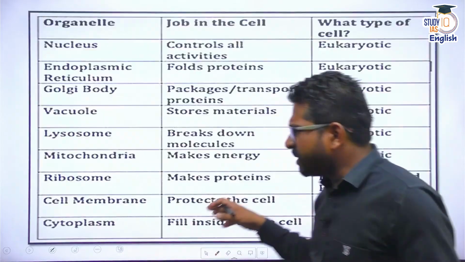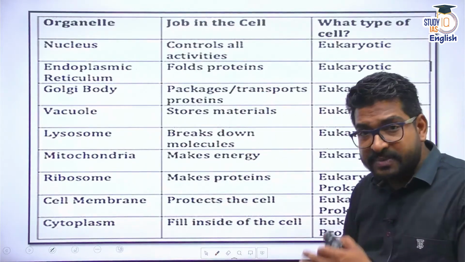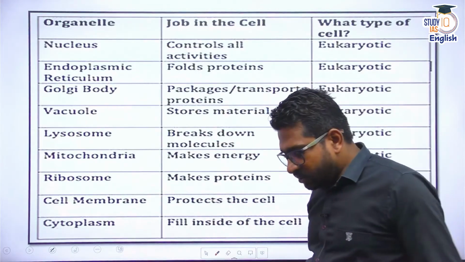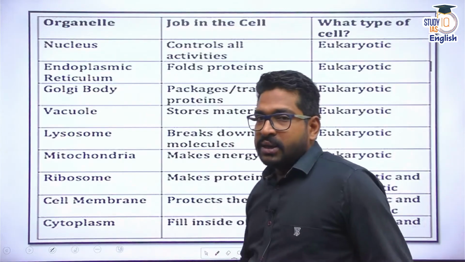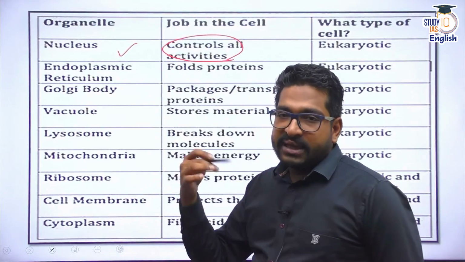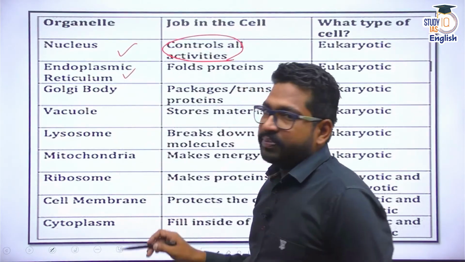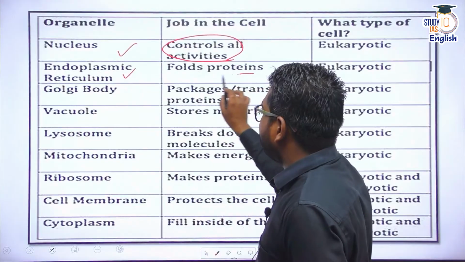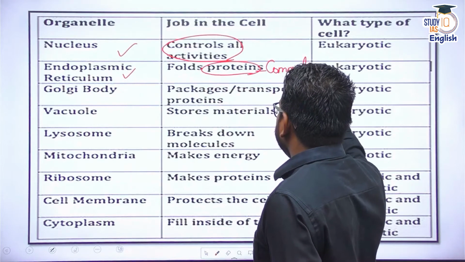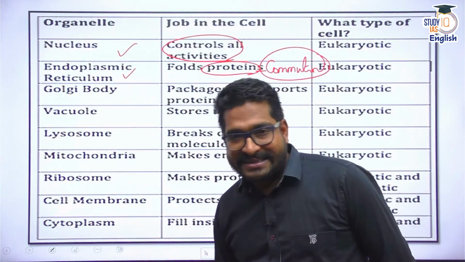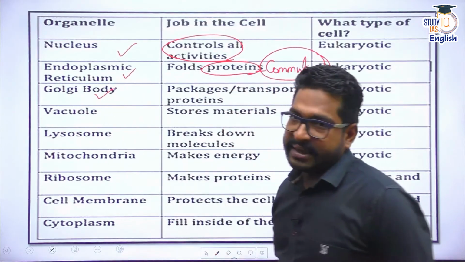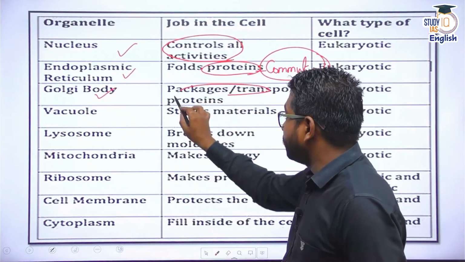Now, apart from this, there are many other organelles which we'll talk about in our subsequent interactions when we reach class 9 or class 10. But right now, just so that a base is built, remember, as I told you, the nucleus controls all the activities of the cell. There are other organelles like endoplasmic reticulum, which helps in folding of proteins. In fact, it helps in communication between the nucleus and other organelles. There is also another organelle called Golgi body or Golgi complex. This helps in packing and transporting proteins.